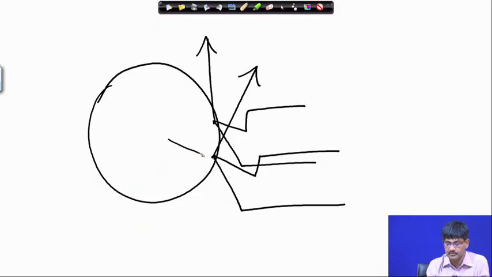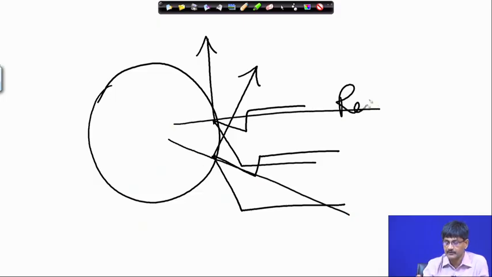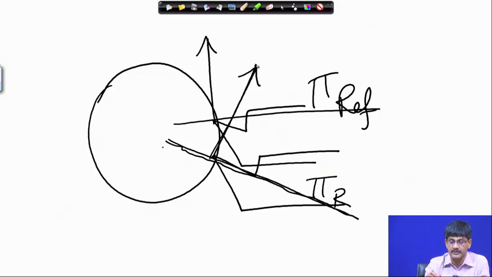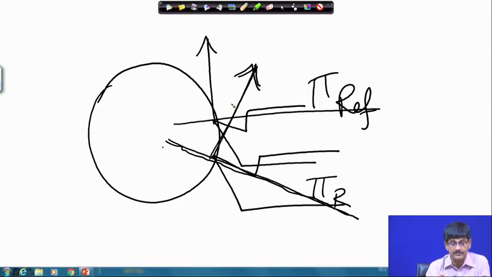changing because the reference plane is now here. Previously, the reference plane was here. Reference plane pi reference or pi r. This is the reference plane now, because it is always perpendicular to the velocity vector. That is a problem. So, we always start the definition of tool angles from the velocity vector of cut.